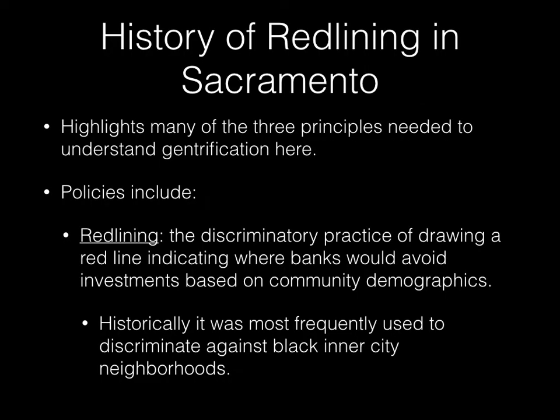Now, when you watch the video on the history of redlining in Sacramento, it highlights many of the three principles needed to understand gentrification here. And I want you to make sure that you're paying close attention to that. Some of the policies that I think are important to note. Number one is redlining, which I think I've discussed before. This is the discriminatory practice of drawing a red line indicating where banks would avoid investments based on community demographics. Historically, it was most frequently used to discriminate against black inner-city neighborhoods throughout the United States. In Sacramento, it was definitely African-American populations, but also Latinos and Asian Americans as well.